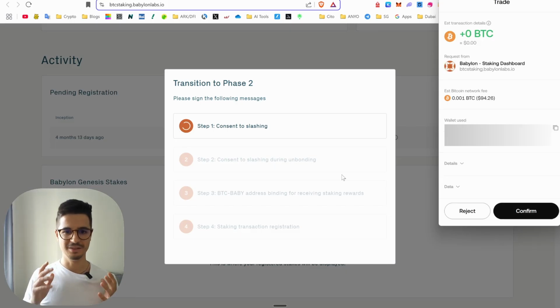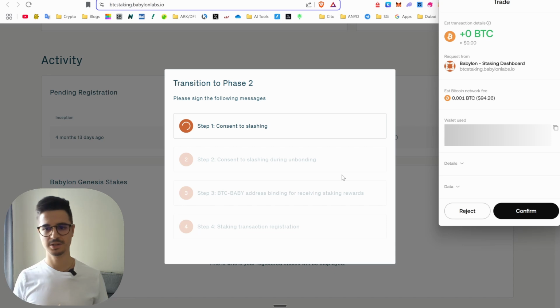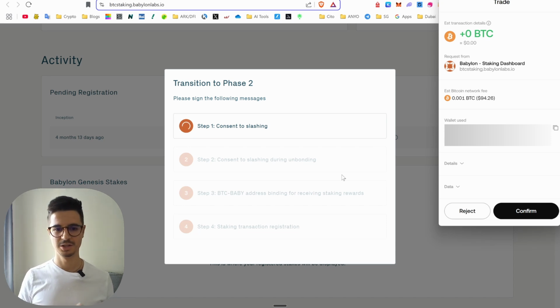And here, guys, a very important thing which confused me a lot yesterday when I tried to do this transition, and I was a bit shocked, to be honest, because over here you see in my wallet that we have to pay a Bitcoin network fee of 0.001 Bitcoin, which is around $95, and this is just horrendously much for migrating our stake. And I was super reluctant to do it, and I didn't confirm the transaction and went straight to their Discord in order to figure out what's going on here.